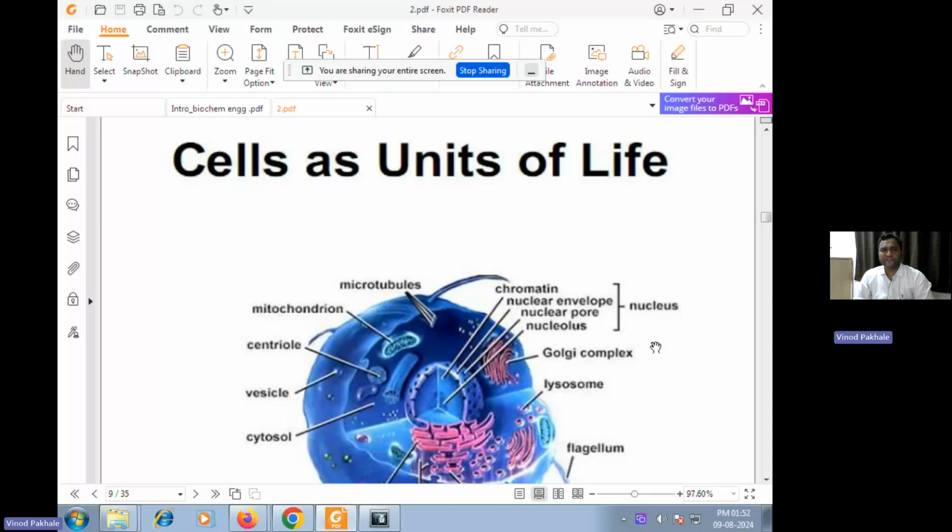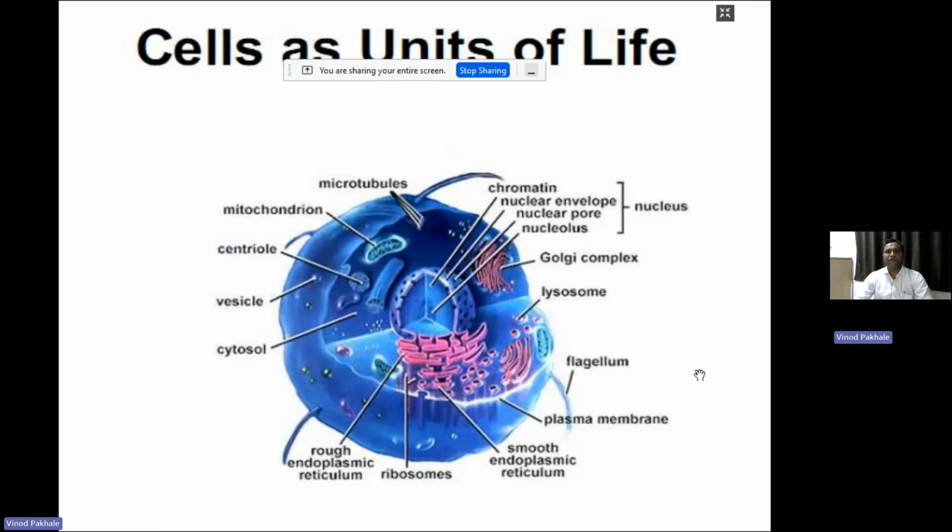Okay, so today's discussion point is the cell. So what is the meaning of cell? Cell is nothing but the structural and functional unit of the body. Even if you consider a unicellular organism or a multicellular organism, the basic unit in all these cases is the cell.